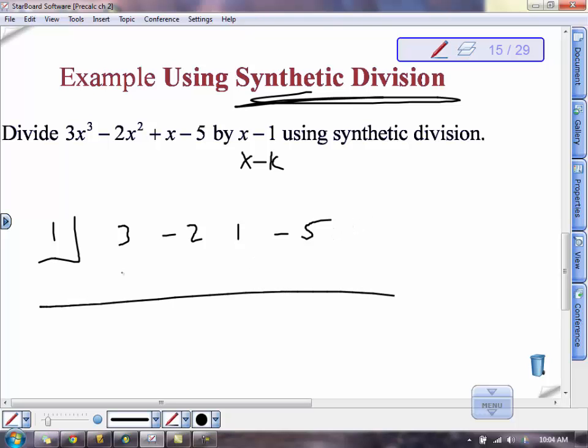All right. Now you drop down the first term here and you multiply. Put that here. You add. Gives you 1. Now you multiply. Gives you 1. You add. This gives you 2. Then you multiply. You add. And this is your remainder.